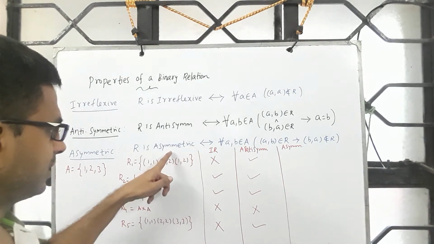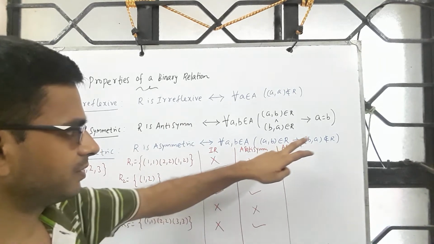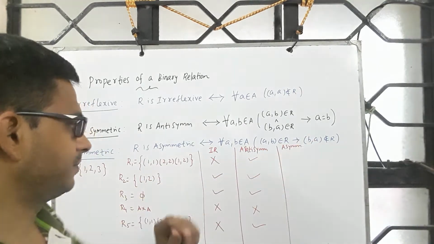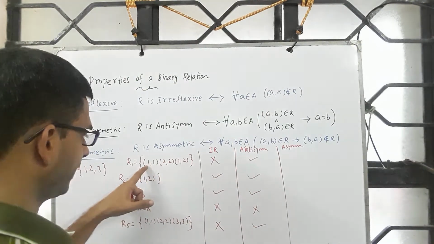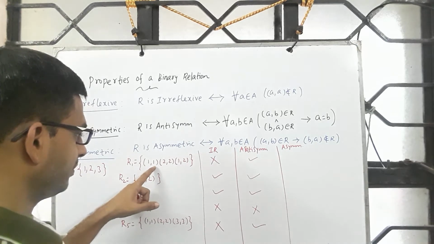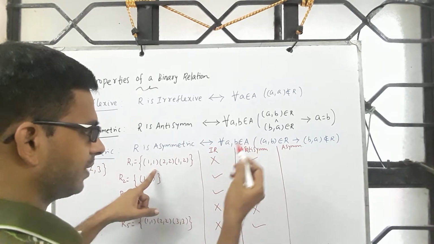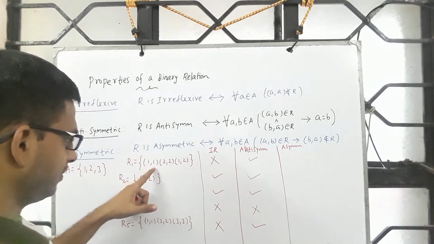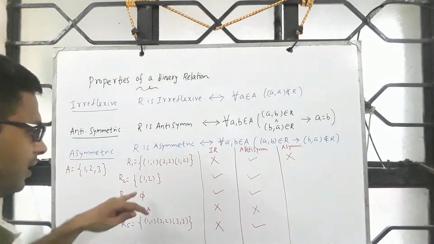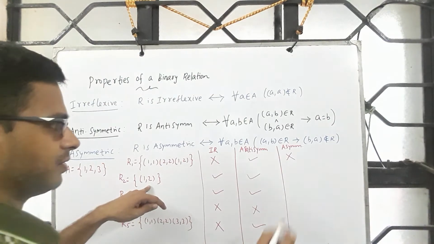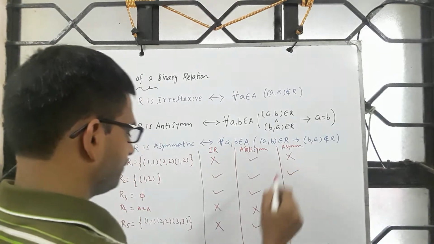The next one is asymmetric. If (a, b) is present, then (b, a) is absent. If not, (a, b) need not be present. So (a, b) is present, (b, a) is also present, because it only says for all a, b belonging to A, and b can be the same as a. So this is not asymmetric. And here (a, b) is present, but (b, a) is absent, and so this one is true.